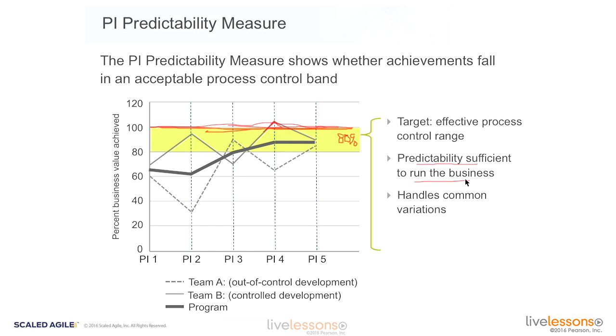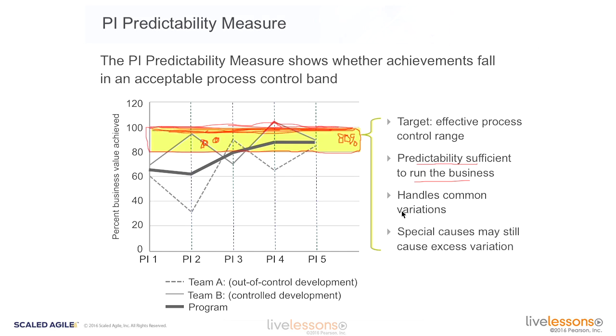And that's important. What does it mean to be in an effective process control range? It means that we can handle common variations. So things go wrong in the process, and there was a problem with a widget here, and somebody was out with a back injury during this period, but we're still operating in this highly predictable range. We deliver 80% of the total plan, and we deliver about 100% of the committed plan.